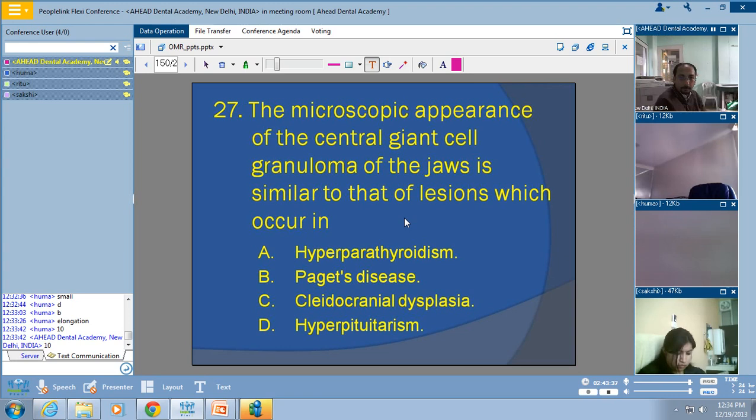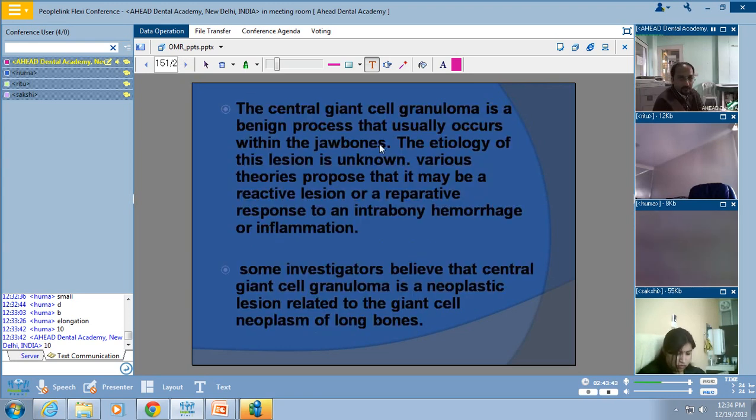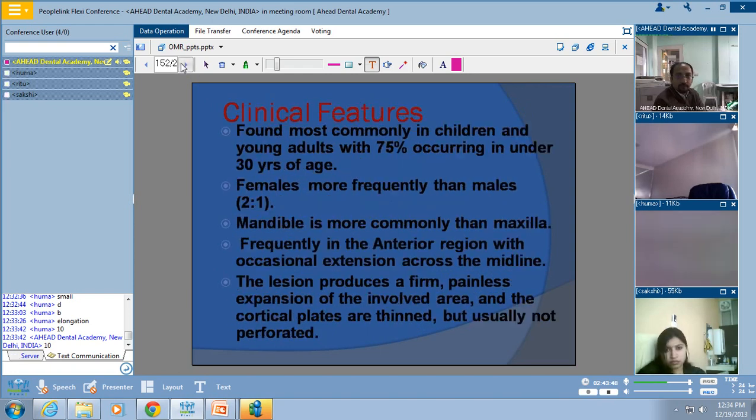Well, the central giant cell granuloma is a benign process of unknown etiology. Just remember these two lines. Now, what is important for you is that it occurs in the anterior mandible, in females and young children. So completely opposite of what we see in the other conditions. All the odontogenic tumors occur in the posterior mandible, but central giant cell granuloma occurs in the anterior mandible, and females are more frequently affected than males, and children.